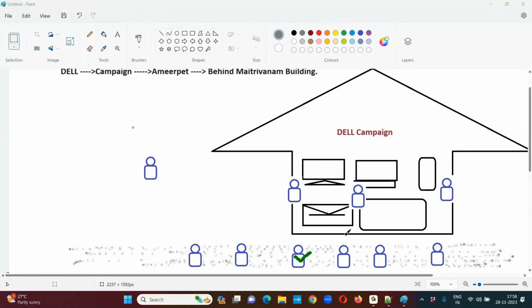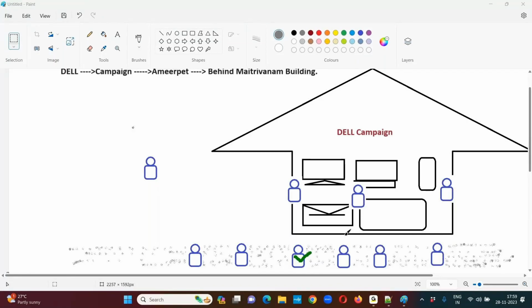Since the last one month, every day I am coming to Amirpet, attending my session, and going back to the room. It's my daily routine. So every day I'm passing through this Maitri-Vanam building, nothing new. But today, whenever I'm passing through this Maitri-Vanam building, behind it there is a small campaign being conducted by the Dell people.